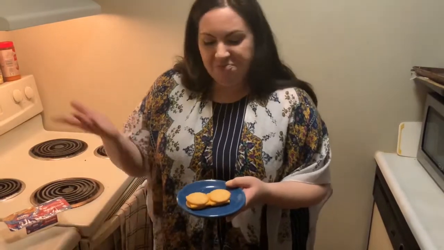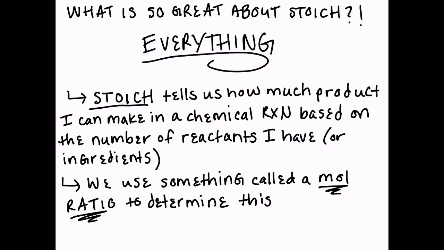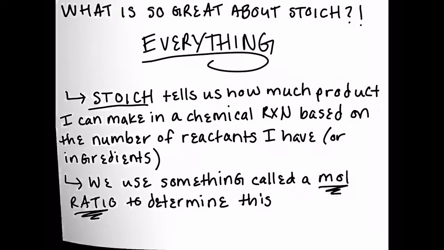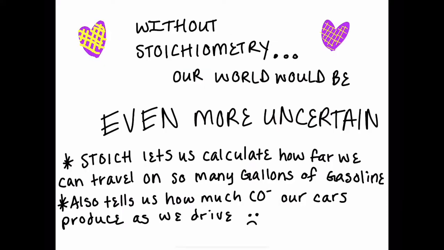Instead of using crackers and food, we're going to use chemicals. And it's just a little tiny change, so don't even worry about it. Okay. So what's so great about stoichiometry? Everything. It gives us a very good idea of exactly how much stuff we can make based on the number of ingredients or reactants we have. And to do that, we're going to use a little ratio. So the reactants go on the left, the products go on the right, just like we've always talked about. And that mole ratio is going to come from the coefficients. In this case, it would be 4 and 2.